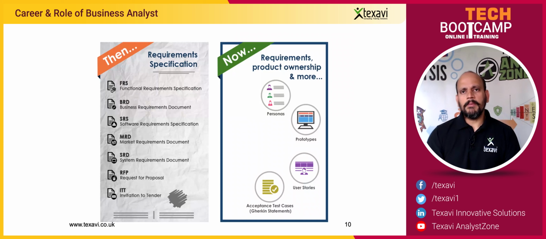So you talk about given this situation, when the user does this, then the system or the application should behave this way. So it's the given, when, then, also called Gherkin statements, or you have something called Cucumber, and these kinds of tools actually use those. So it's again very much expected of you, as a BA, to be able to work on these test cases.